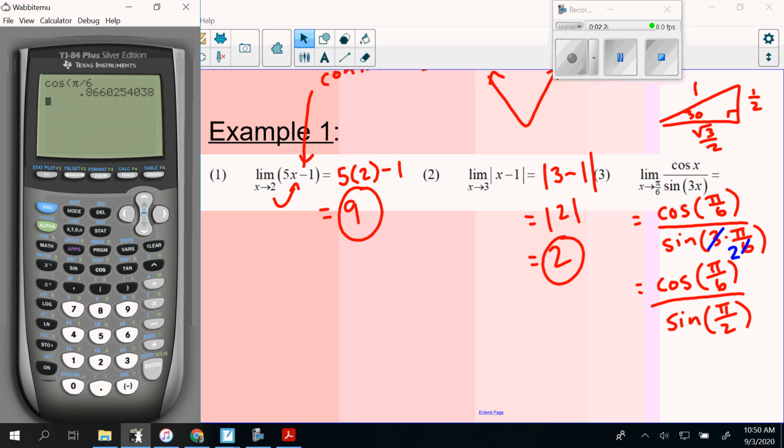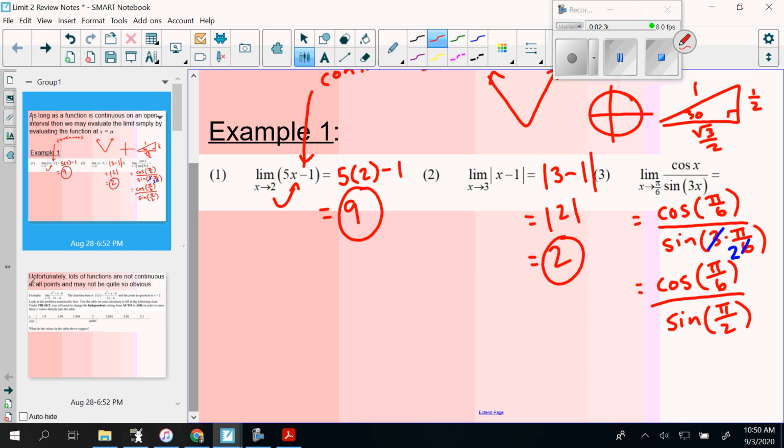Pi over 2, that's 90 degrees on a unit circle. That's going to be straight up. And we know on a unit circle, if we're talking about 90 degrees, that would be right here. Sine is the y value. That's going to be the point 0, 1. And so sine of pi over 2 should equal 1. So we're going to end up getting square root 3 over 2 over 1, which just equals square root 3 over 2. So this one is continuous at that point.